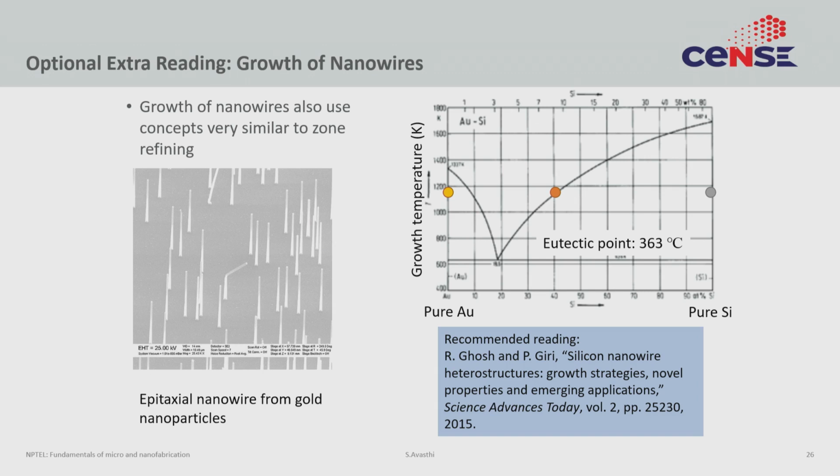This is another optional extra reading, we are not going to quiz you on it, this is just for those of you who are interested. The eutectic phase diagram that we just discussed and the crystal growth that we just discussed is actually the same concept that is behind the growth of nanowires. So, there is a whole field where people grow single crystalline nanowires using gold or silver. How do they do that? You can read up on your own. Here is a reference of a good paper that goes into the details, but fundamentally it is the same crystal growth problem that we just discussed.